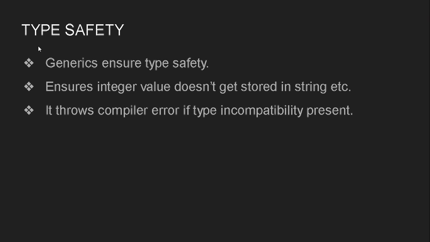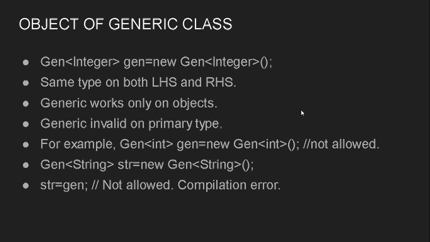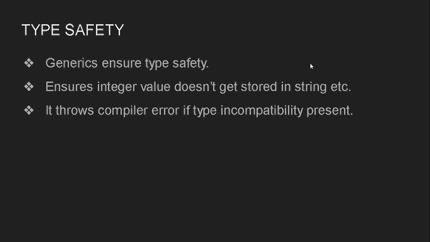This thing will be more clear when I use the IDE. But this generic is going to ensure type compatibility, and it is going to throw a compiler error if any type incompatibility is present. I think I cannot explain it fully here, but it will be more clear when I use the IDE. So that is what this particular slide is saying.